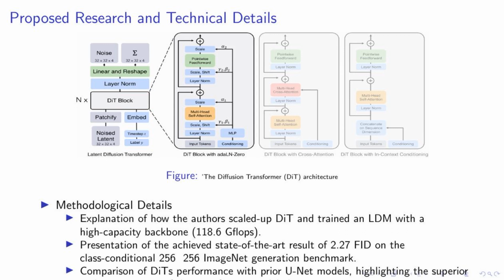256 ImageNet generation benchmark. When we compare the performance of DiTs with prior UNet models, we see that DiTs not only outperform them, but also exhibit superior scaling properties inherent to the transformer model class. This is a significant step forward in the field of diffusion models.